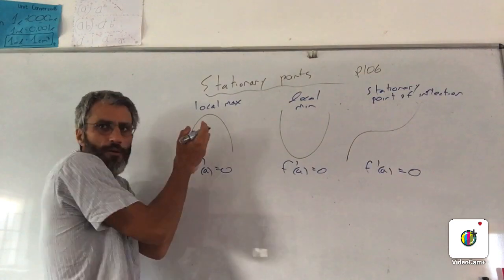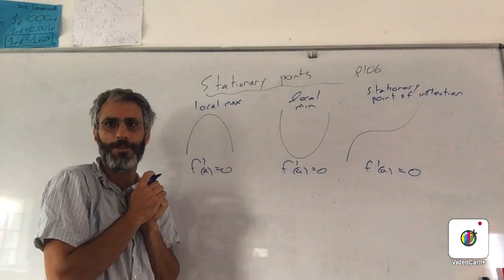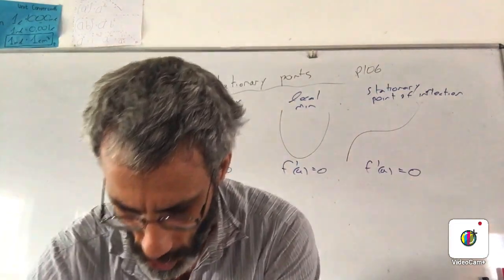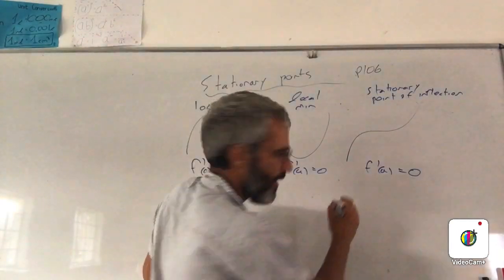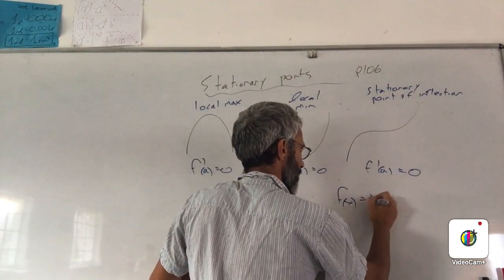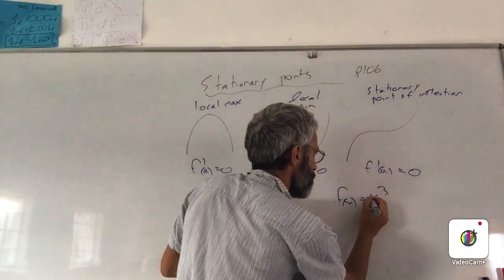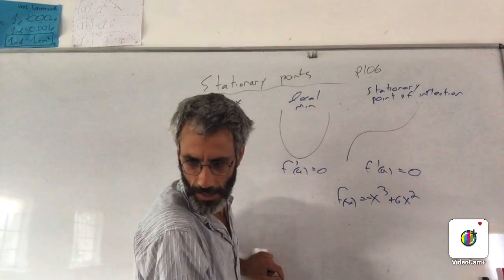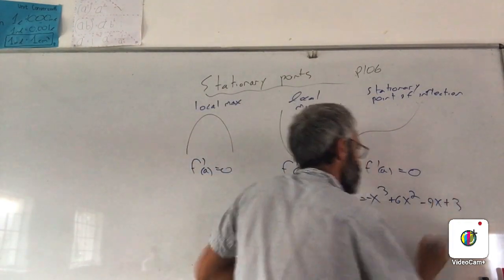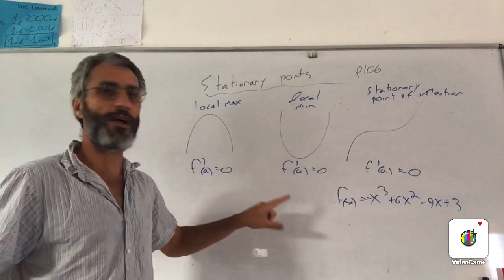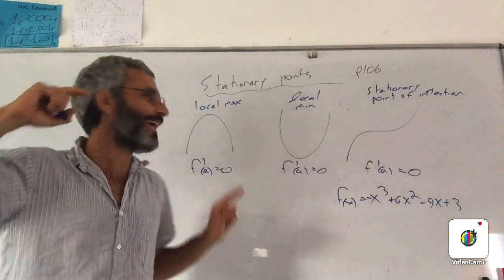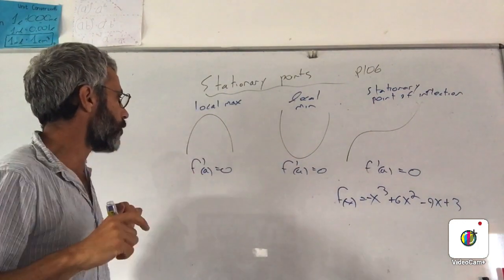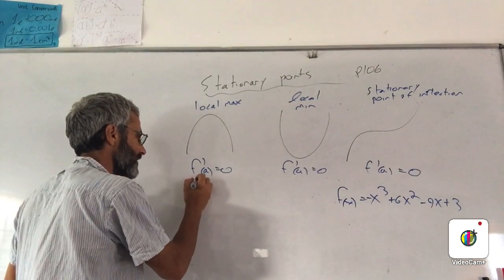Obviously, if I see the graph, I can see that's a local maximum. But if I don't see the graph, if I just have a function, I'll draw the function that we're going to look at in a second. So I'm going to have a function f of x equals minus x cubed plus 6x squared minus 9x plus 3. That's the function we're going to work with, and we're going to try and find all the stationary points and then classify them, which one is which. To figure out what is the local maximum, we have to look at the second derivative.